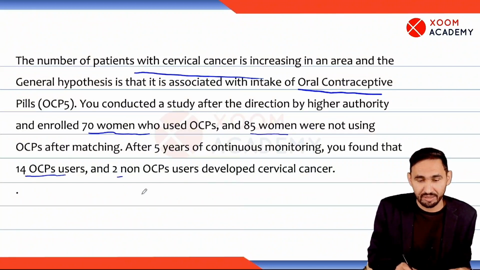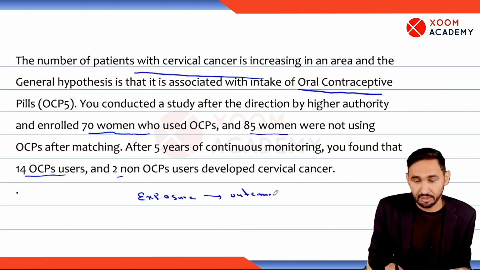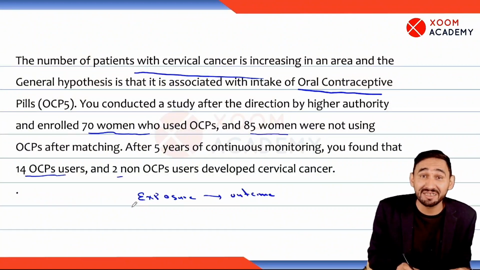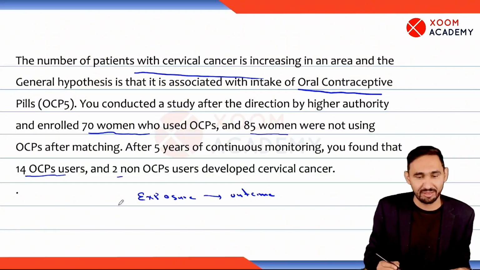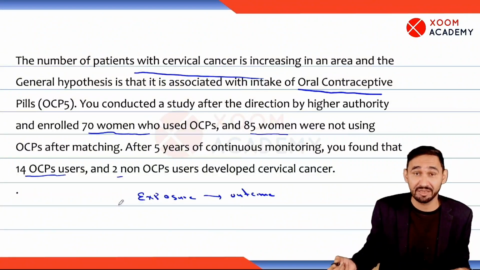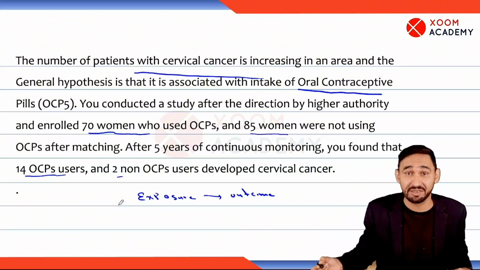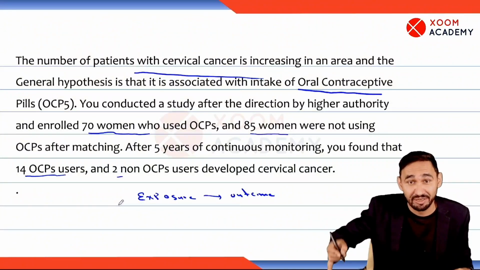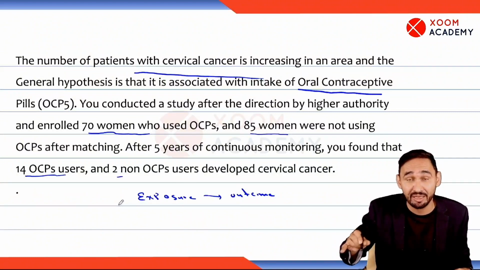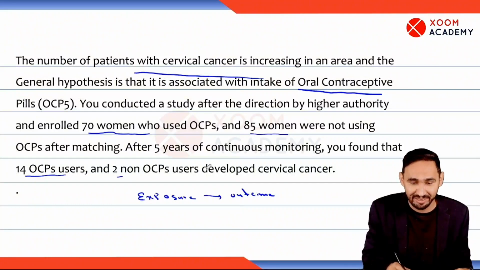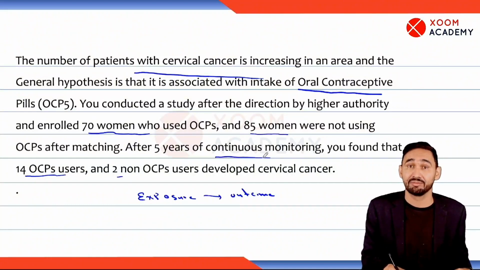How? In cohort study, we move from exposure to outcome. This means that number of exposed people is greater than those who are diseased. In this scenario, exposed people were 70 and diseased people are 14. Or we can say that number of exposed and number of non-exposed people is greater than those who have the disease. So remember this point. 70 women are exposed, but only 14 develop the disease. So this is cohort study. Plus there is another hint: after 5 years of continuous monitoring.